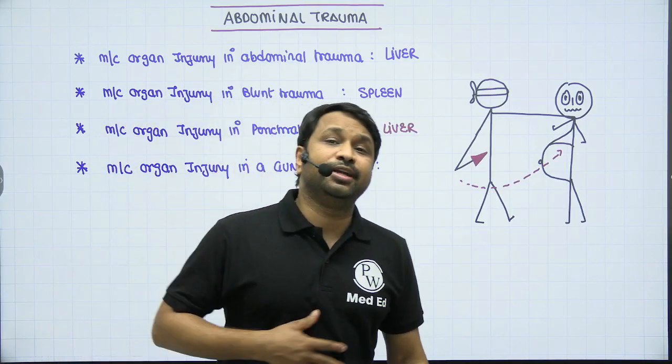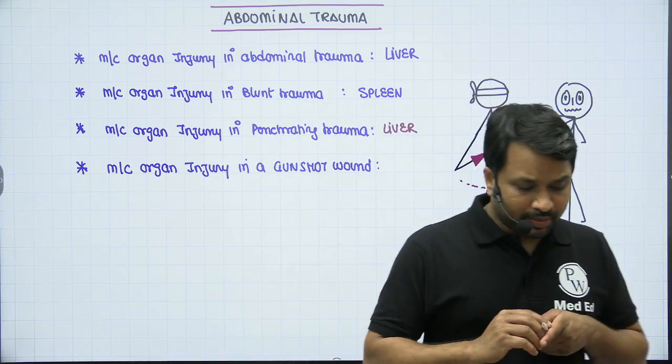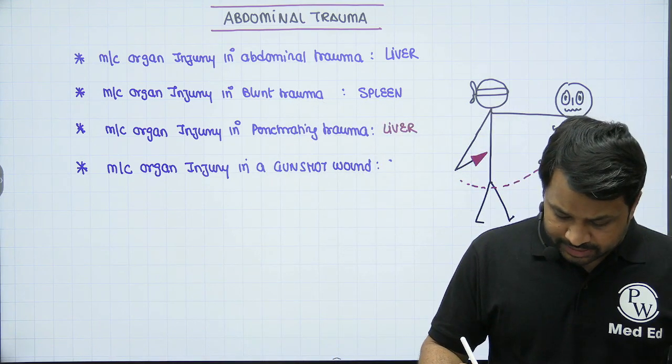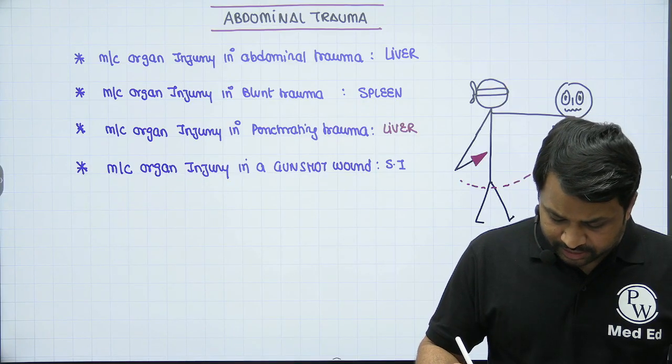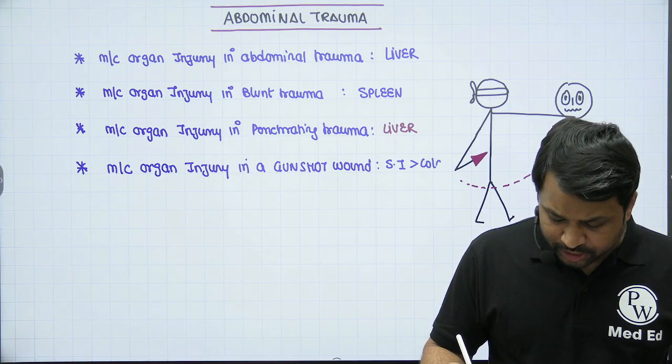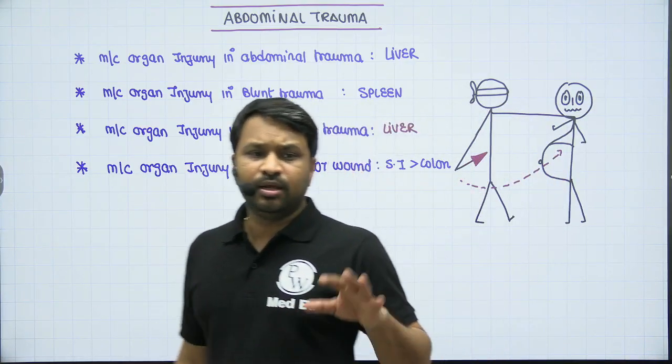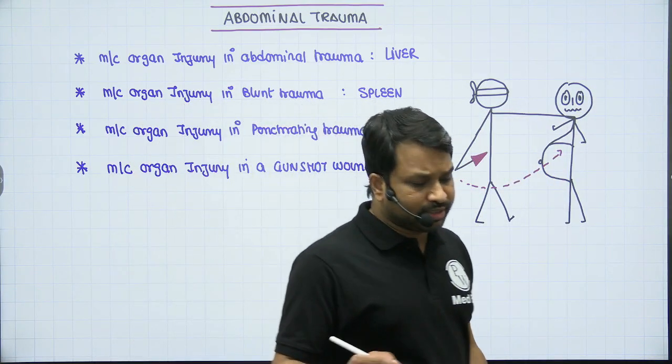So, right in the center of the abdomen, you have the small bowel. Hence, in a gunshot wound, it is usually the small intestine which is going to be affected. If it goes lateral, it will go into colon. It can go into other organs like liver as well, but usually it is going to be small intestine followed by colon.